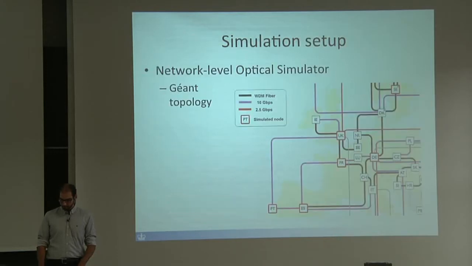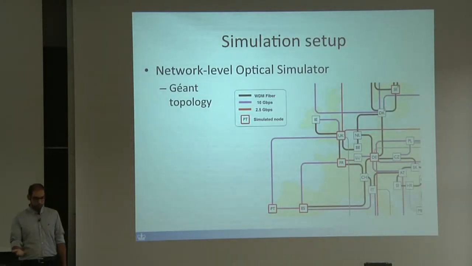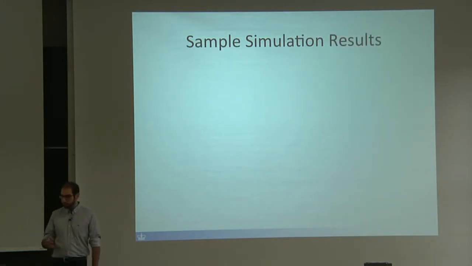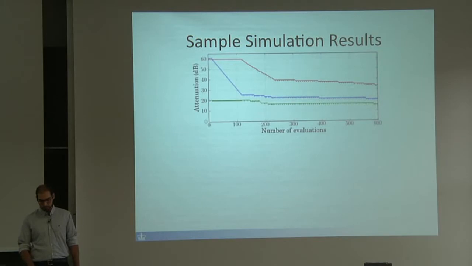So now we simulated the setup. And we did this on an optical simulator with 6 nodes. So this is the Géant topology. And an optical simulator is a very low-level simulator that really takes into account these impairments. So I'll show you some sample results, and then I'll get into the main results.